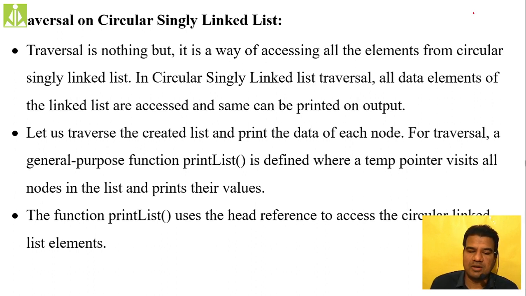And for traversal, the general purpose function, what function are we making use of? Here you can see, print list function. Just now I have given the clarity on this one. Print list function is defined where a temporary pointer visits all the nodes in the list and prints their values. We'll take a temporary pointer and make it head, and we traverse all the nodes again. I mean, we'll visit all the nodes until we reach the head node back. Okay. So the function print list uses the head reference to access the circular linked list elements. So that we will see now, and we'll do the printing.